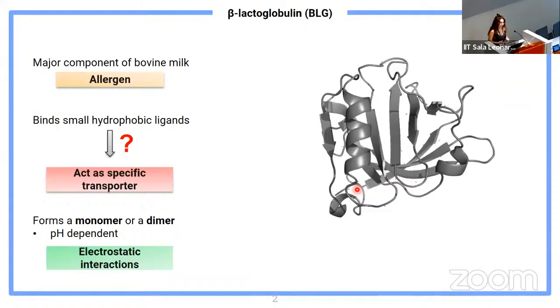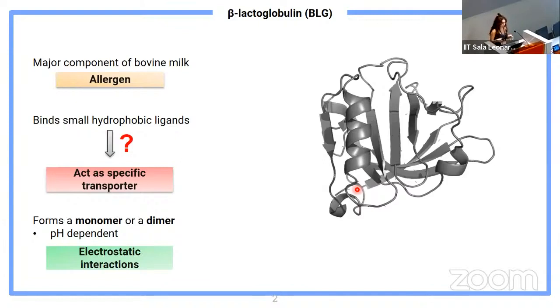Beta-lactoglobulin, or BLG, is a milk protein and is the major component of bovine milk. It is known also to cause an allergic reaction in some individuals. It also has a hydrophobic cavity where small hydrophobic ligands can bind, and although its function remains unclear, due to this property, it is believed that it may act as a specific transporter.